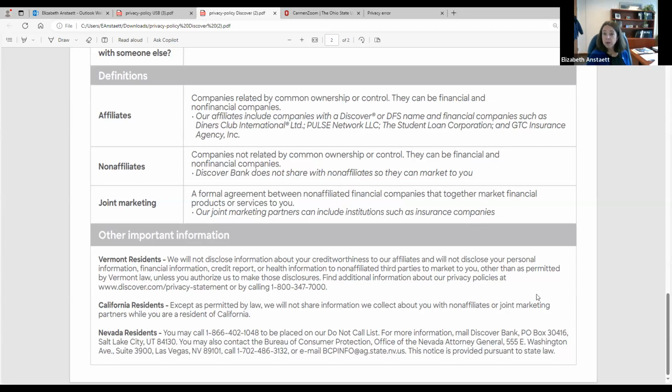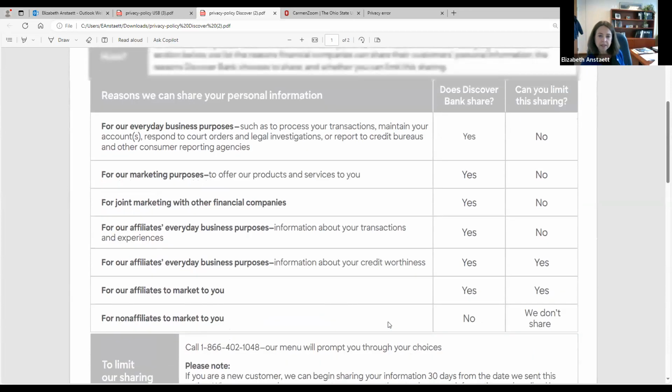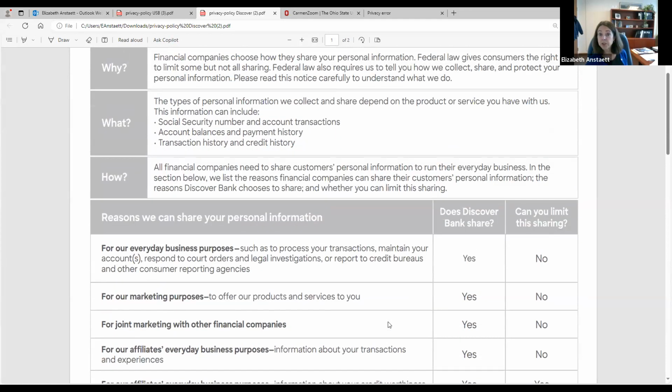And we often see in multi-state privacy notices these exceptions at the end. So as one of the questions I asked you to look at said, how does this compare to privacy notices you have received? Is your institution more like Discover, or is it more like Union Savings Bank? So we'll go back to where we were in the PowerPoint.